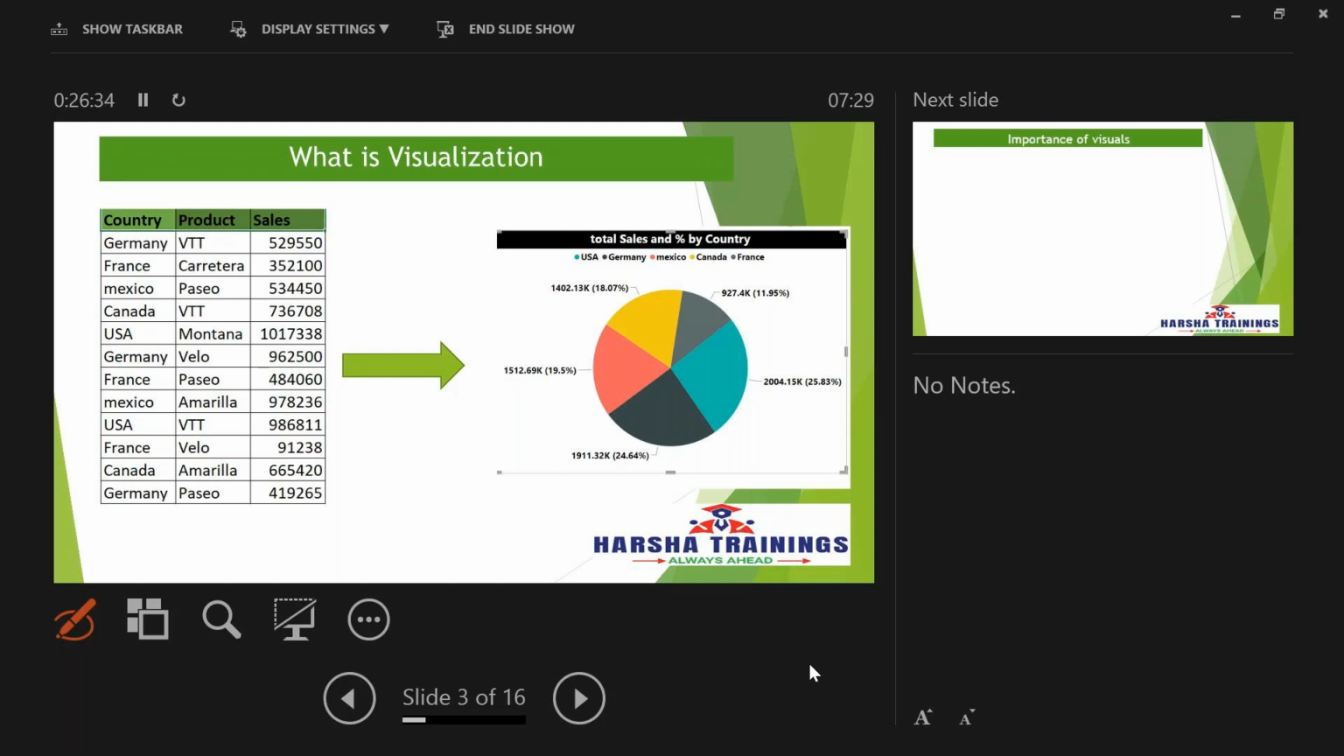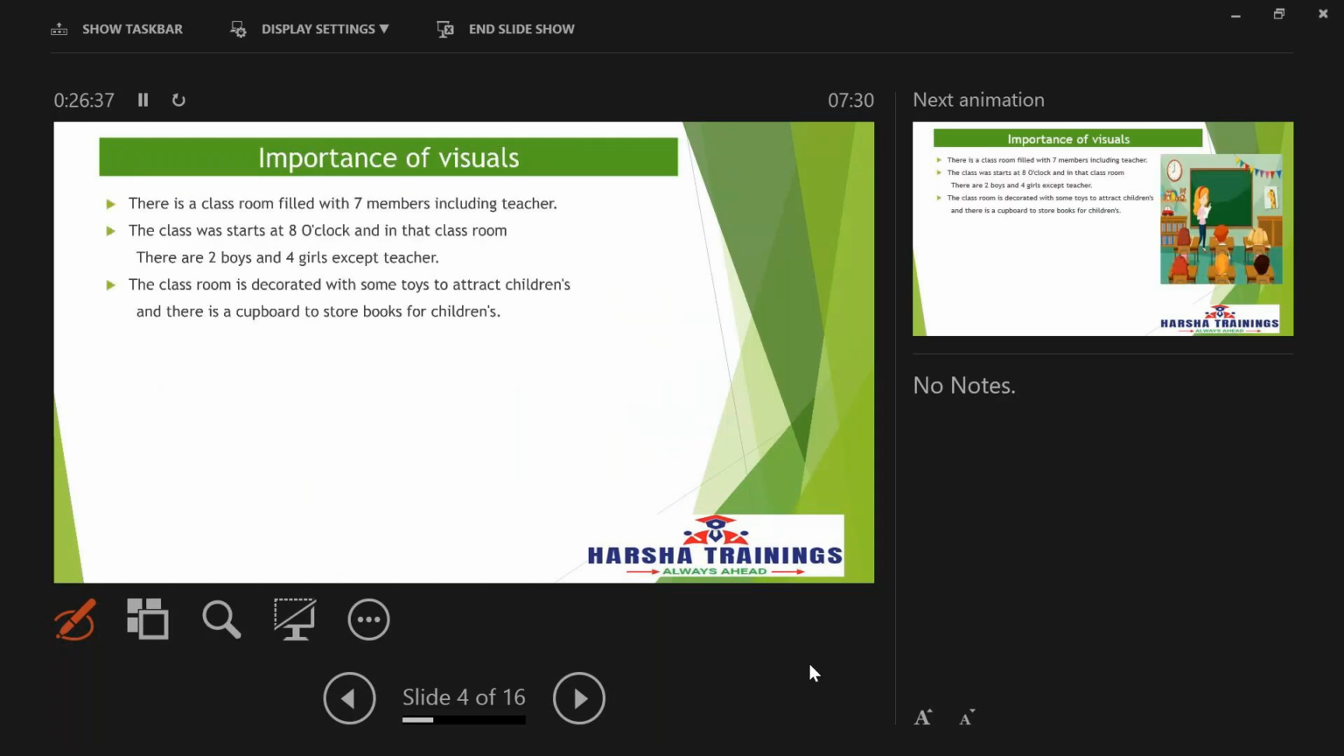Now, if you observe, the classroom is filled with 7 members, including the teacher. See, the class starts at 8 o'clock. Is there any school that starts at 8 o'clock? The classes in schools for children will start at 8 o'clock. See, there will be some prayer. There we have to stand, there we have to sing songs. We have to play sometime before the starting of the class. But why did I mention that the class starts at 8 o'clock?